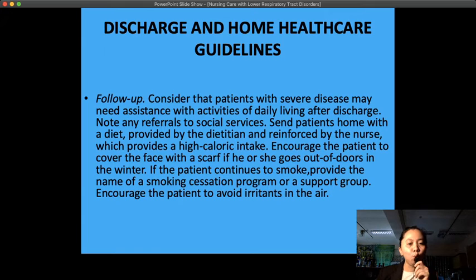Send patients home with a diet provided by the dietitian and reinforced by the nurse, which provides a high caloric intake. Encourage the patient to cover the face with a scarf if he or she goes outdoors in the winter.